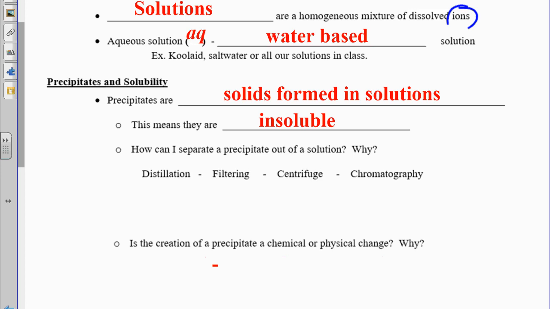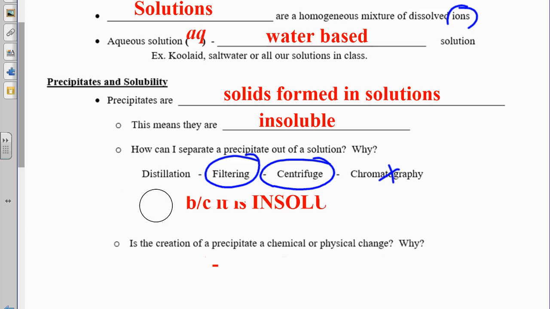So thinking about yesterday, this is a solid in my solution. Talk to me, what's one thing I could do? Awesome. Solids in solutions, you could filter it. There is one other thing I could do to this, and it's white, so I can't do chromatography. Centrifuge, very good. I wouldn't want to distill it because I wouldn't want to boil it and risk burning it. But because it is insoluble, that means that I can use filtering and I can use centrifuge to get my solid white precipitate out of here.